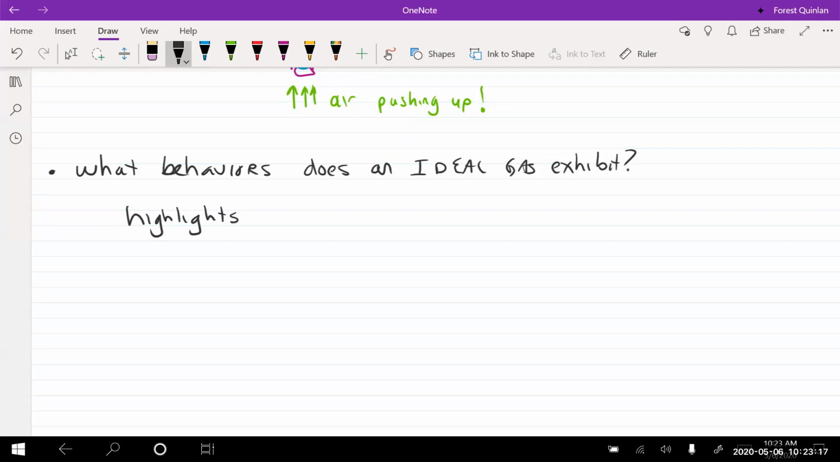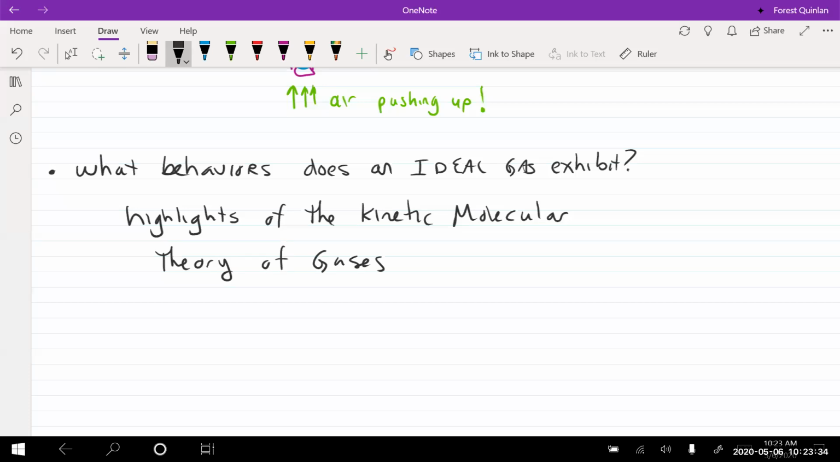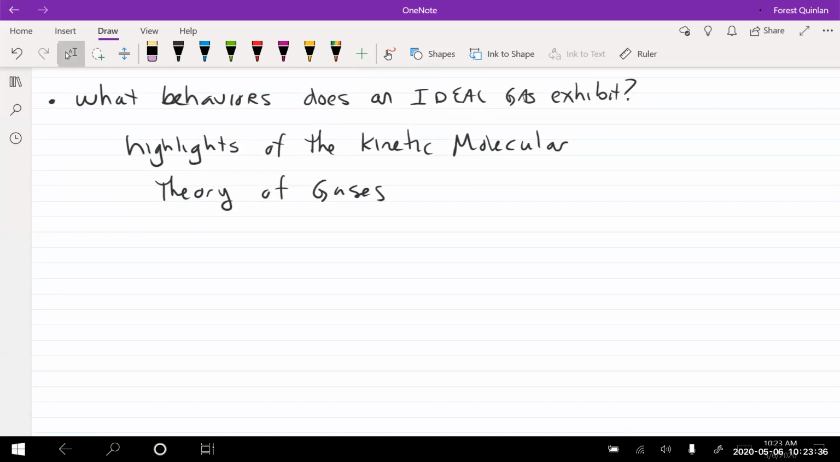So highlights of the kinetic molecular theory of gases. So I'm going to highlight some of the things that you have to have for this gas behaving ideal, and what is it going to look like if it's behaving ideally. Okay, everything I'm going to say is intuitive perhaps, but needs to be said.